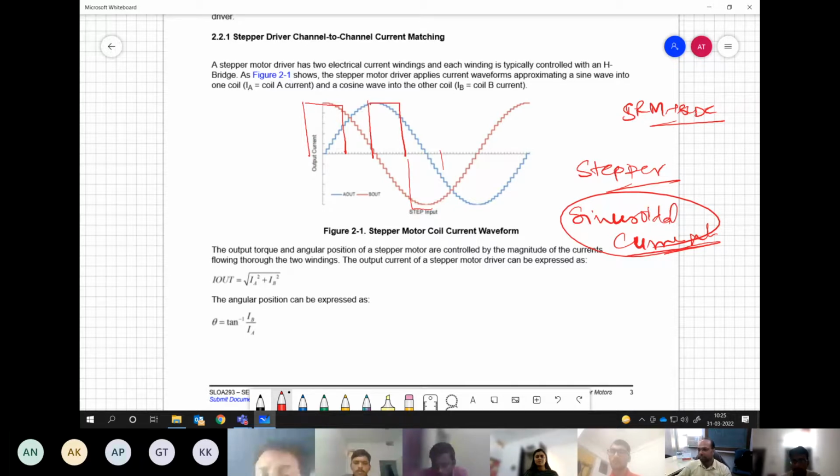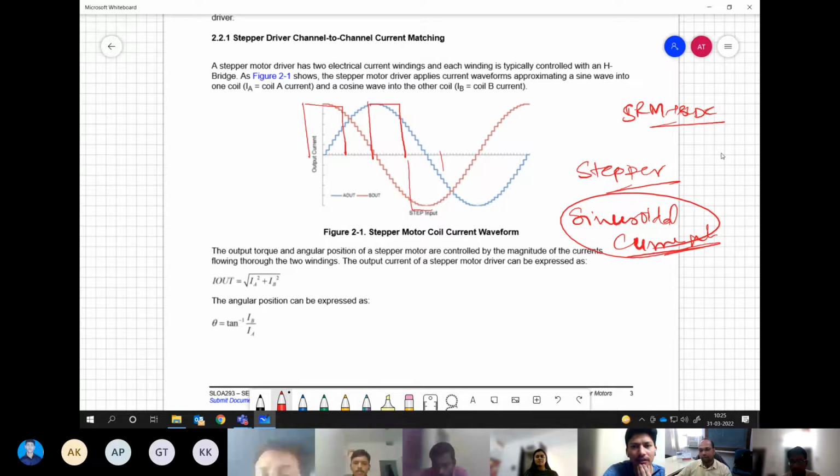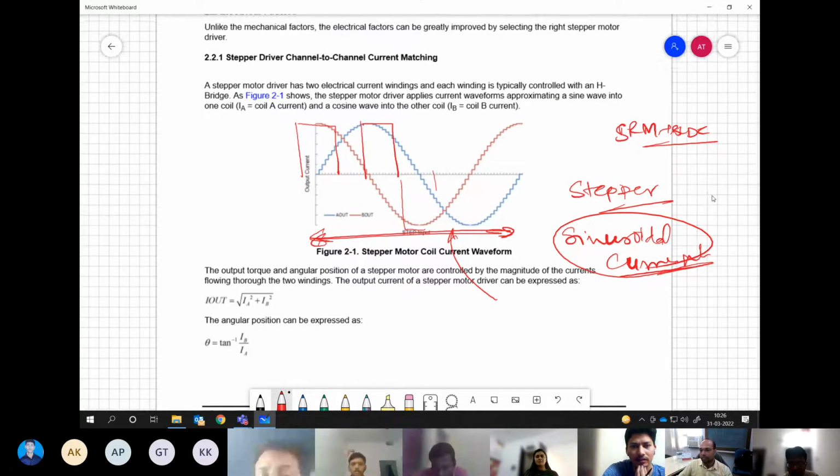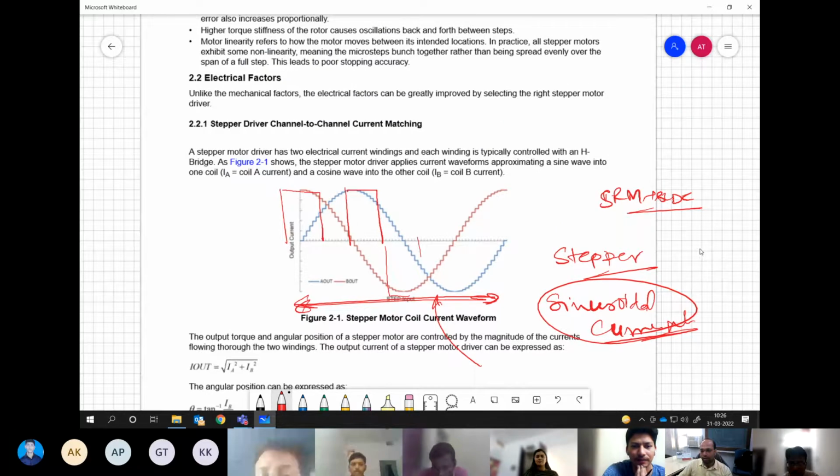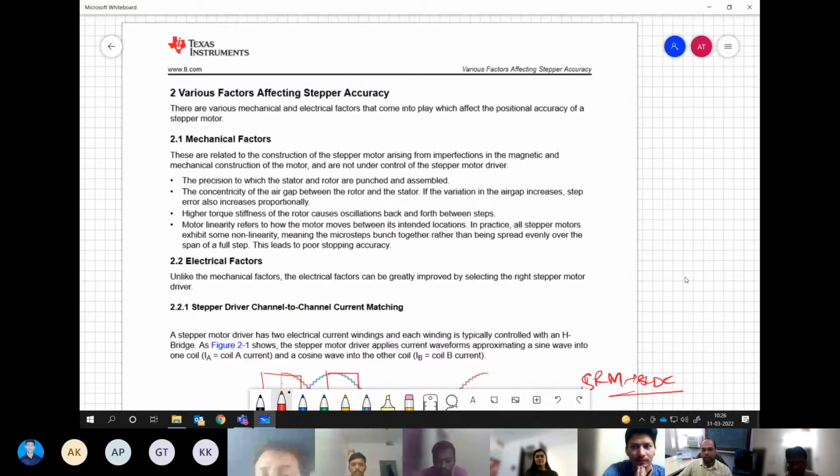The speed will be slower in this case. Then how will we determine the speed? Because this frequency you can increase, right? Yes, sir. This frequency will determine the speed. Correct? Yes.